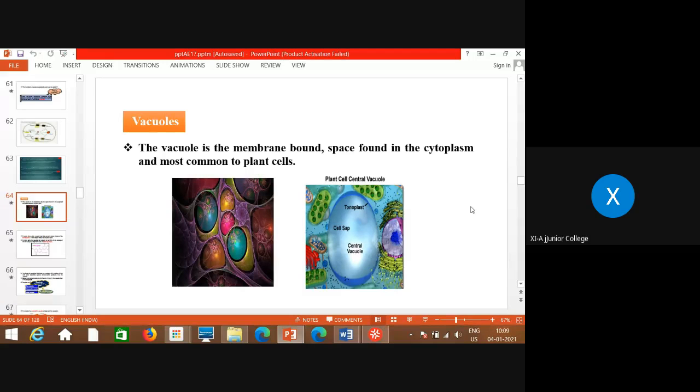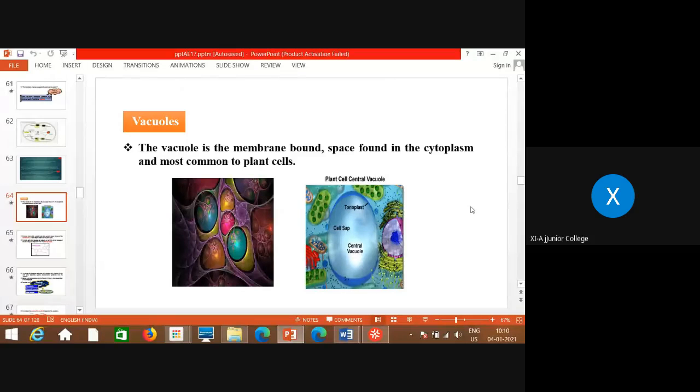Keep your textbook with you, and as and when you find any doubt, just note it down there itself. Okay, the vacuole is the membrane bound space found in the cytoplasm and most common to plant cells. It means that when vacuoles are present, their number is large, or even the area occupied in plant cells is more than in animal cells.